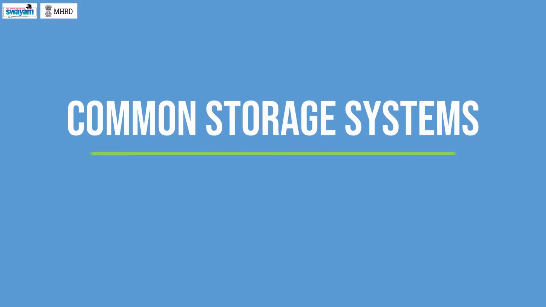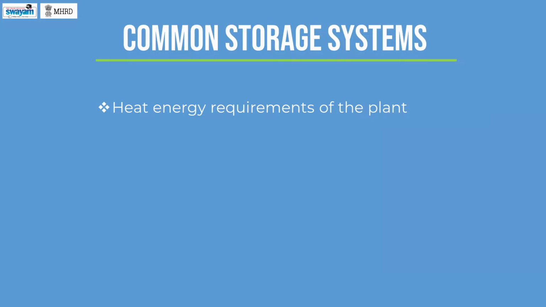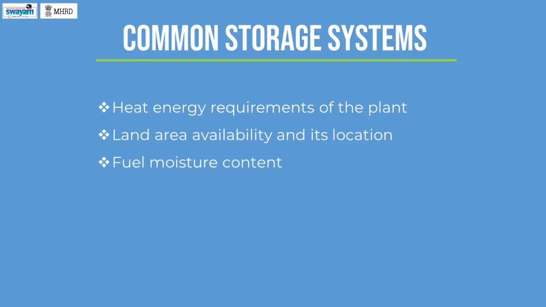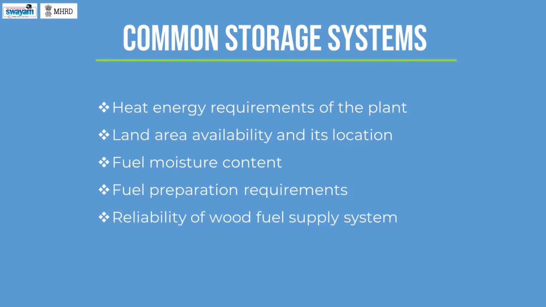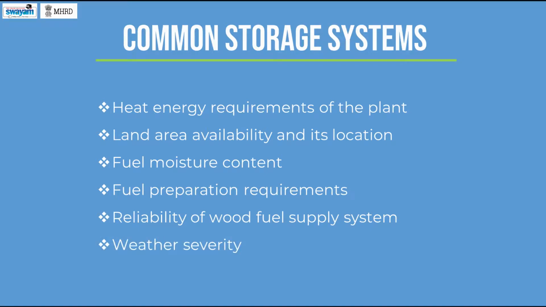Common storage systems. The size and the type of storage systems required varies based on the features of a particular plant. The major factors to be considered are heat energy requirements of the plant, land area availability and its location, fuel moisture content, fuel preparation requirements, reliability of wood fuel supply system, weather severity.